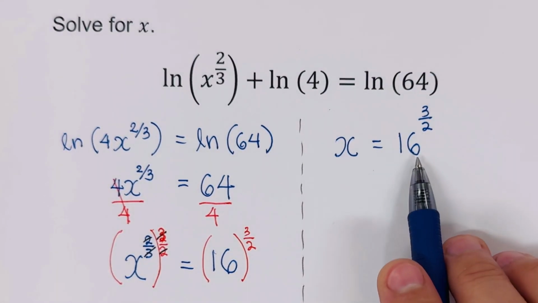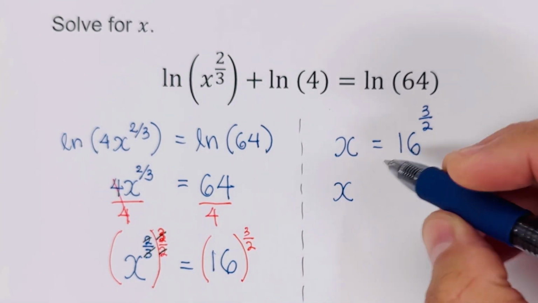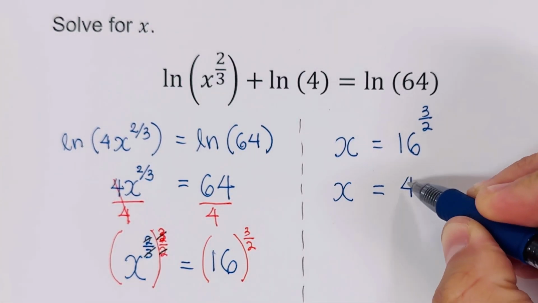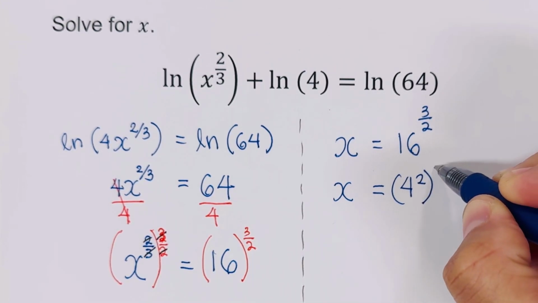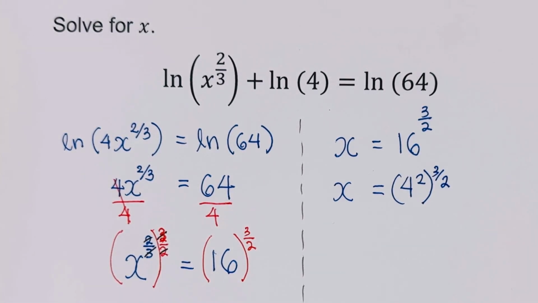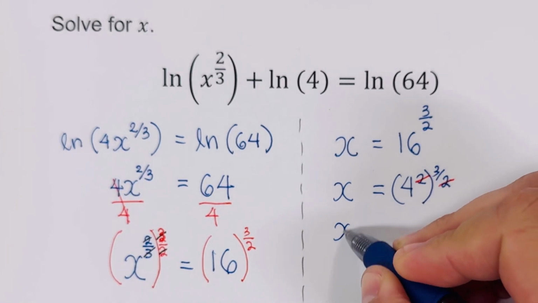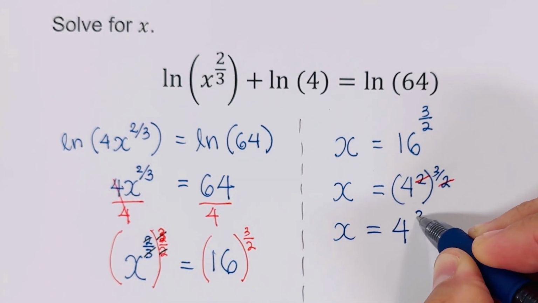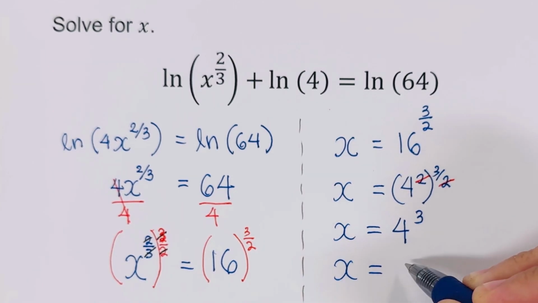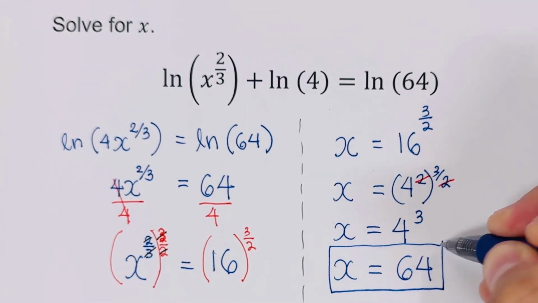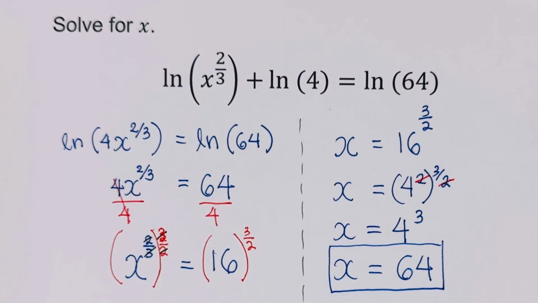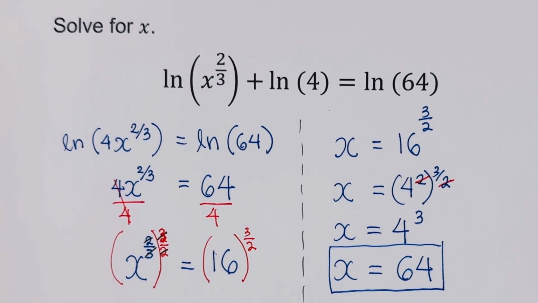We can still factor this out. We know that 16 can be expressed as 4 squared, and this is still raised to the power 3/2. So we can cross out the 2 and the 2 here. So we're left with x is equal to 4 raised to the power 3. If we simplify this, x is equal to 64. So this is the value of x that will make this equation true. So that is how we solve logarithmic equations involving exponents.